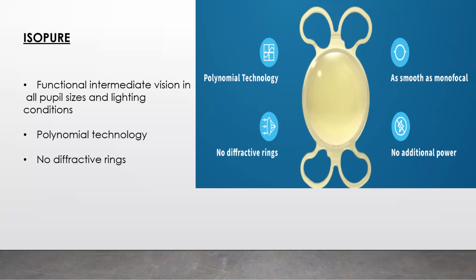So IsoPure I still don't understand, or how it manages to be pupil independent, and what the optical design actually is, because it says no diffractive rings. So is it something like Vivity and Ihance, or is it different? That's what I wanted to understand.